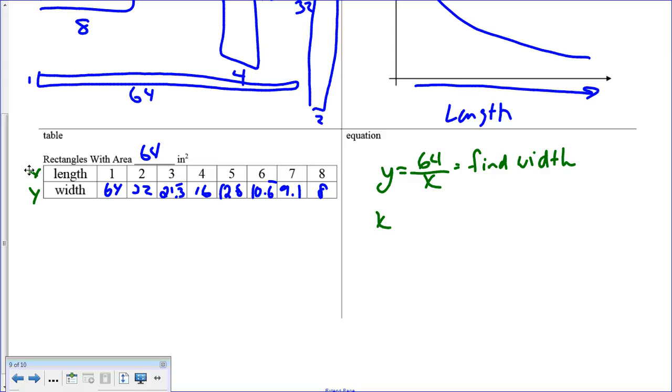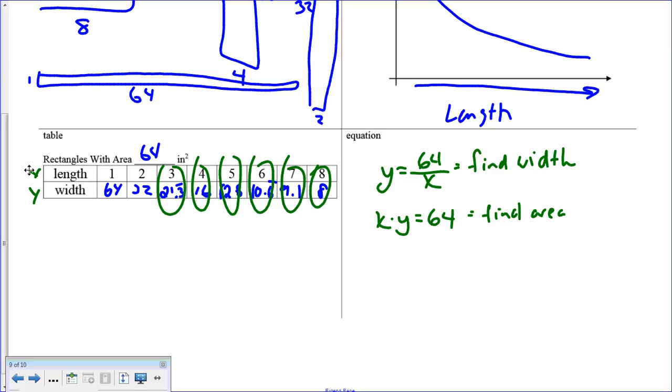Okay, so you had x times y equals 64. Basically you find the area here, right? So I can multiply length times width in each one, and every single time I multiply these two pairs together, I get the same number every single time, right?